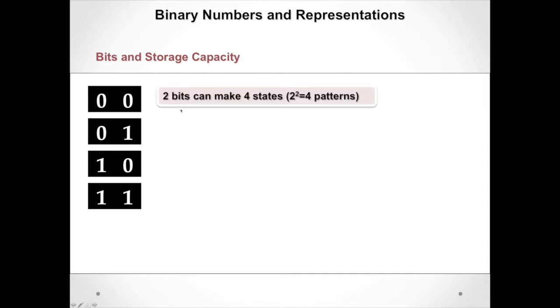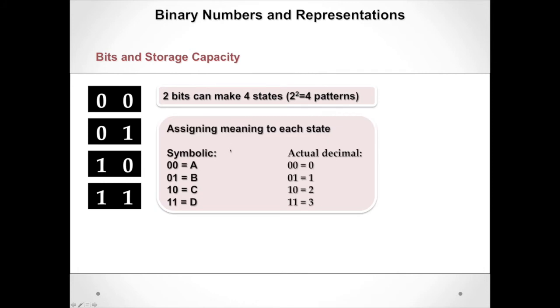So 2 bits can make 4 states, because 2 to the power of 2 is 4. Base 2 to the power of 2 is 4 patterns. Now we can actually assign meaning, as I covered earlier. Symbolically we can assign particular data to these particular numbers, and we can also have the actual decimal number.